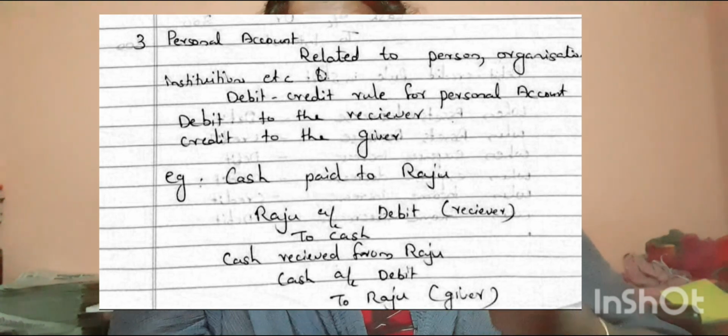Then when cash is received from Raju, at that time Raju is the giver. Then the journal entry is cash account debit to Raju. Then the giver should be credited. That is the debit credit rule related to personal account. Debit the receiver, credit the giver. These are the types of accounts and the debit credit rule related to each type of account. It is one of the important bases for accountancy.